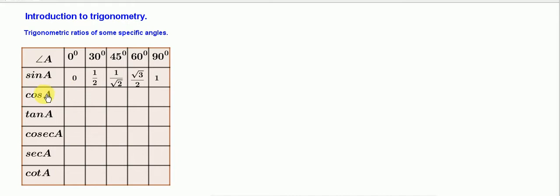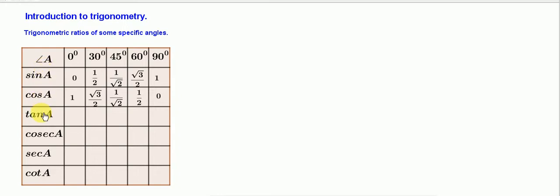Next, cos 0 degree to cos 90 degree can be written by taking all these values in the reverse order. That is, cos 0 degree is equal to 1, cos 30 degree is equal to root 3 by 2, cos 45 degree is equal to 1 by root 2, cos 60 degree is equal to 1 by 2, cos 90 degree equal to 0.